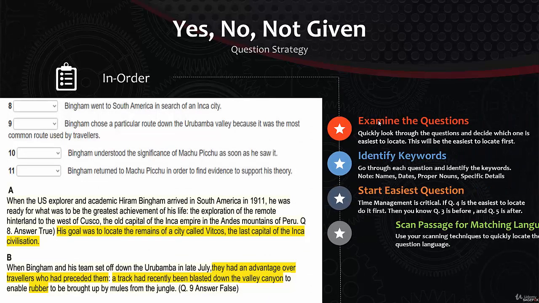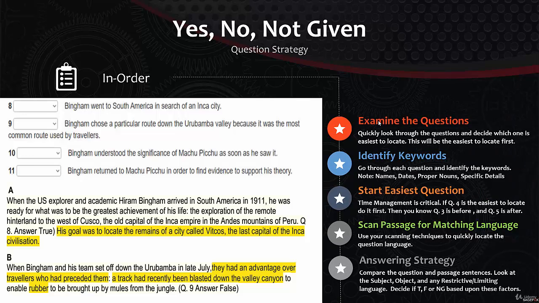And I'll do one more example for you guys. In this one, look at number 8. It says Bingham went to South America in search of an Inca city. And then in paragraph A, it says his goal was to locate the remains of a city called Vitcos, the last capital of the Inca civilization. So we have a match there, right? His goal was to locate the remains of a city called Vitcos, the last capital of the Inca civilization. So he did go to South America. He did go in search of an Inca city. Okay?